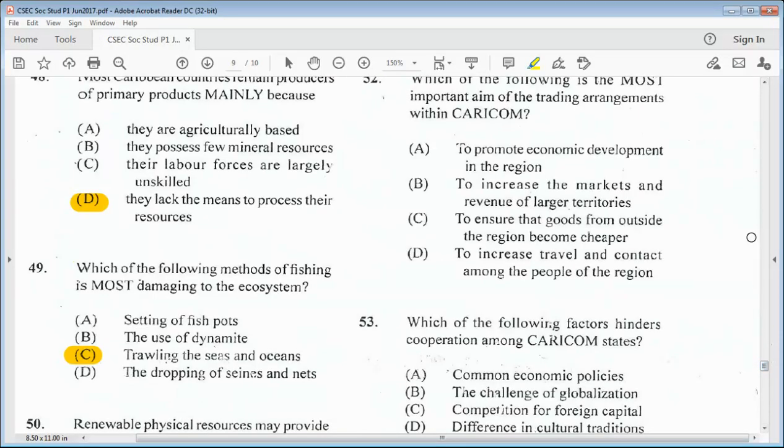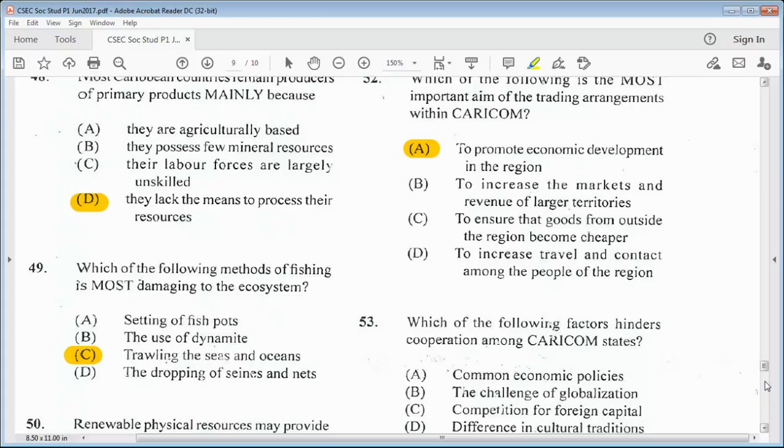Right, here we go. To increase travel and contact among the people of the region. So it says, which of the following is the most important aim of the trading arrangements within CARICOM? So we know the aim of the trading arrangements of CARICOM is to promote economic development in the region. A.